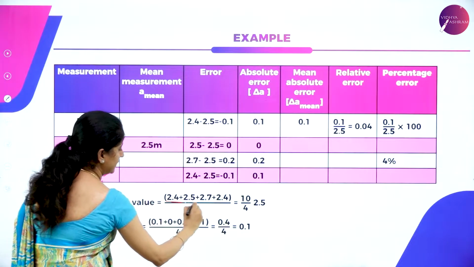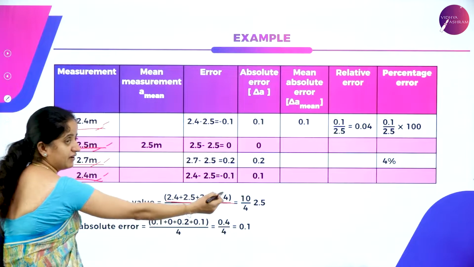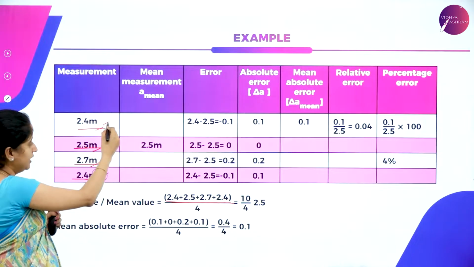To calculate the mean value of these measurements, just add everything and divide it by the number of quantities we have. We have 4 quantities.